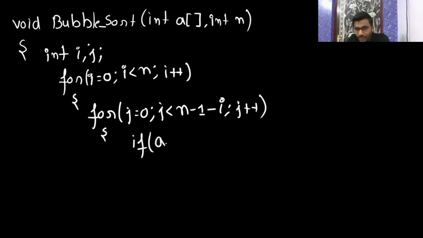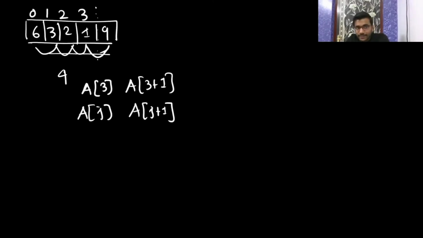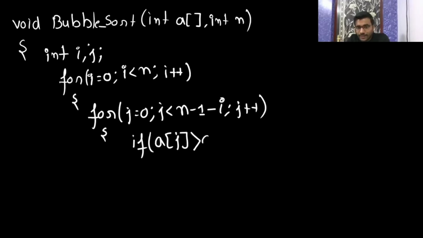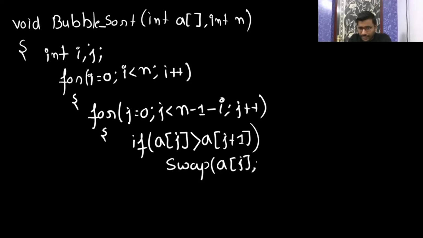Now I will check if a[j] is greater than a[j plus 1], like 6 is greater than 3. If it is greater, what I will do is call the swap function, which is going to swap a[j] and a[j plus 1]. Okay, this I am going to do. So this loop finishes here, and done. This is not the improved one.